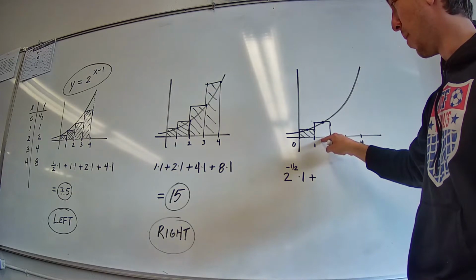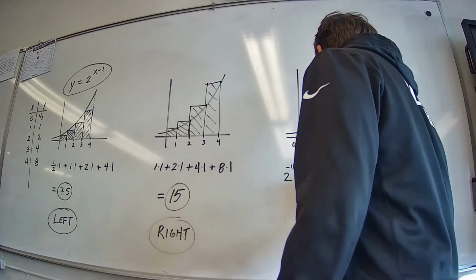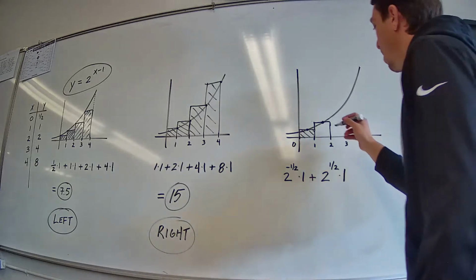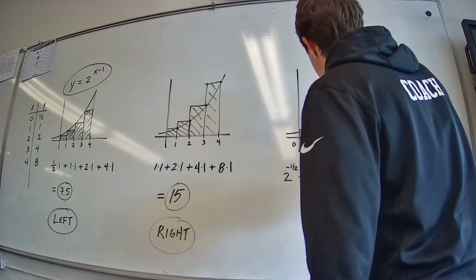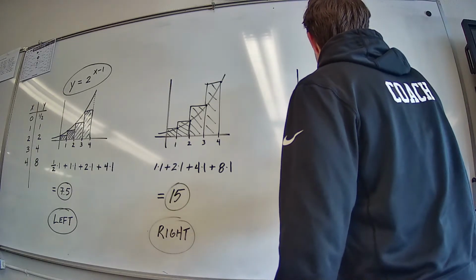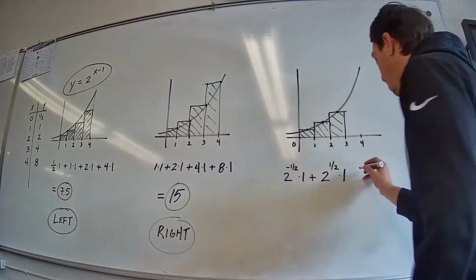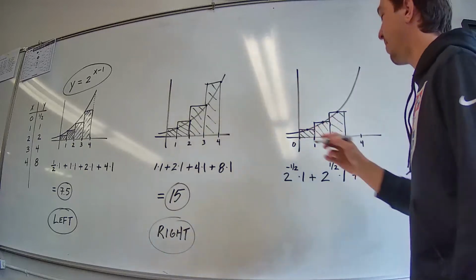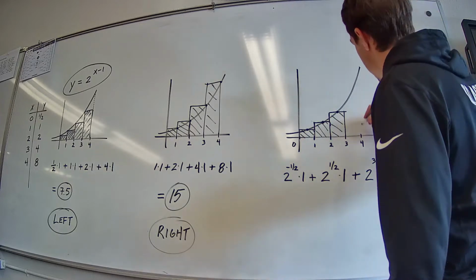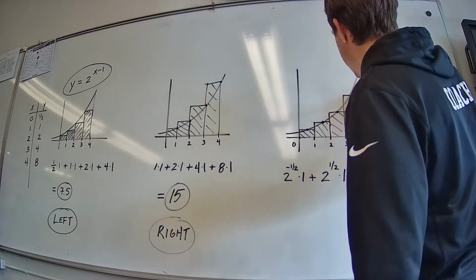And then here, the middle is 1.5. If I plug 1.5 in there, I get 2 to the 1/2 power, root 2, times 1, the width is 1. Let's do the next midpoint. Next midpoint is 2.5. If I plug 2.5 in there, I get 2 to the 3/2 power. And lastly, the last interval, again, 3.5. Just ballpark it. It's a good estimate.